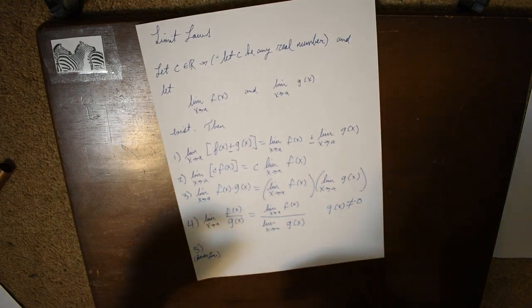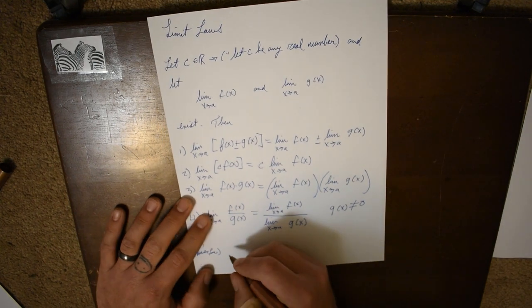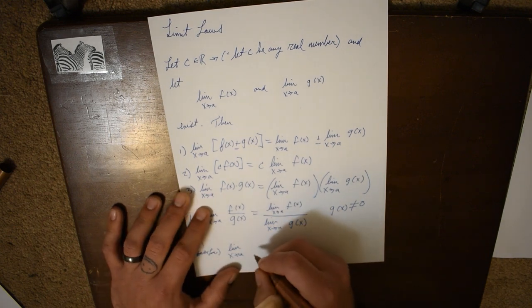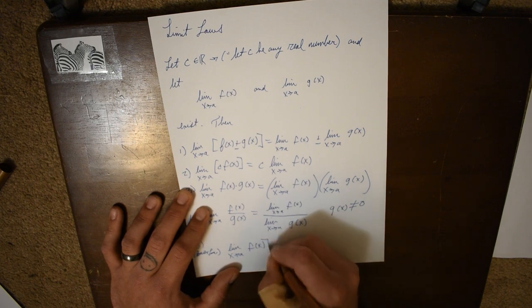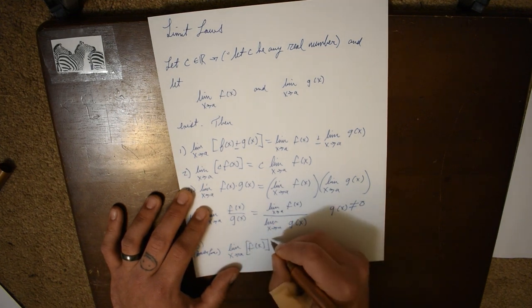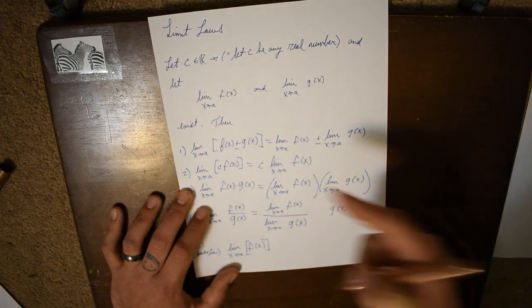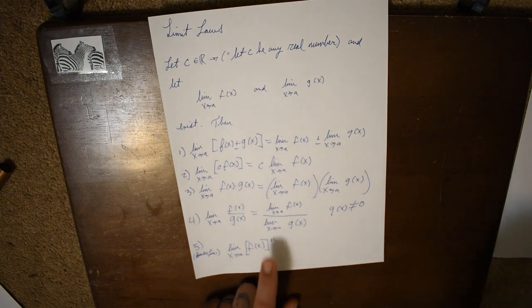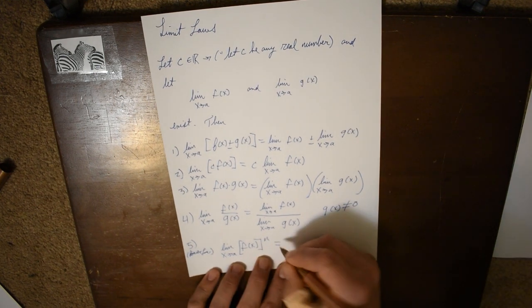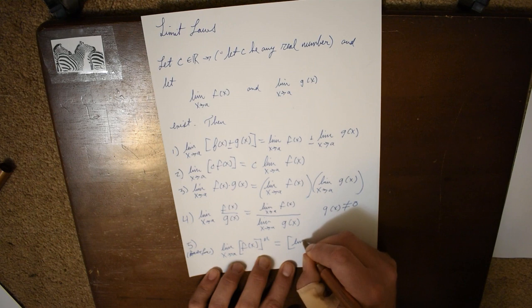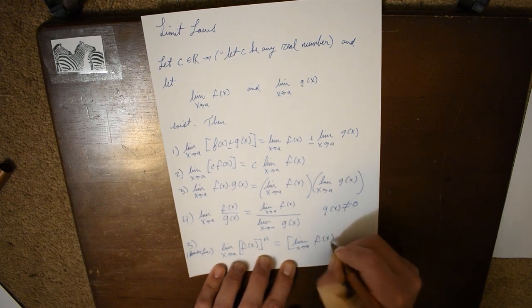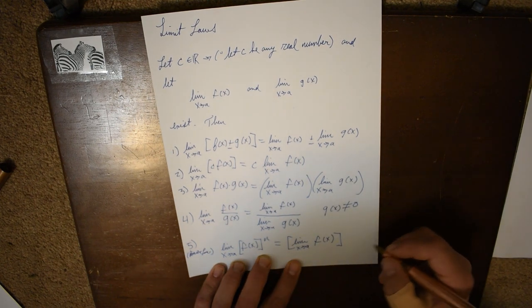And if we apply that law recursively, what we can get is that the limit as x approaches a of f of x to some power, well, c is a real number, so we'll say n, is equal to the limit as x approaches a of f of x, all to the n.